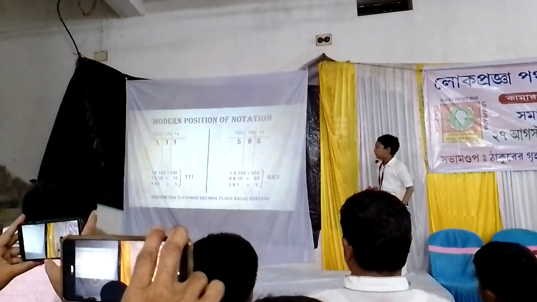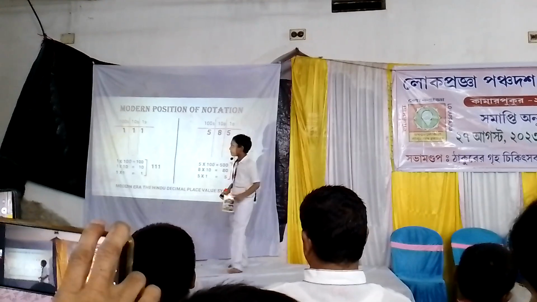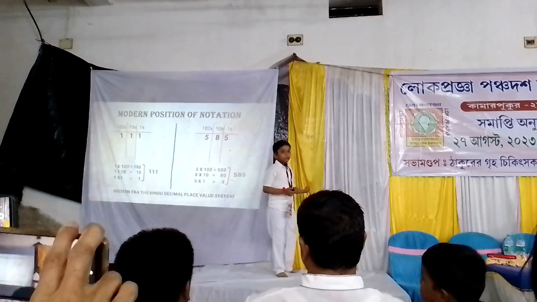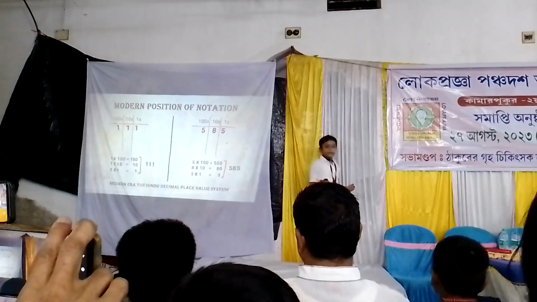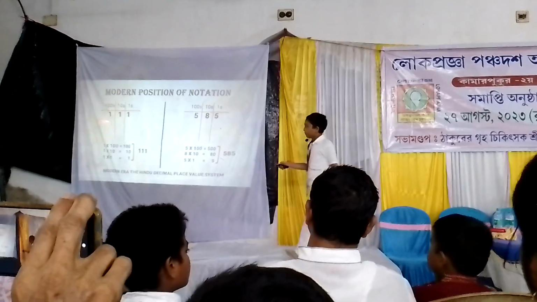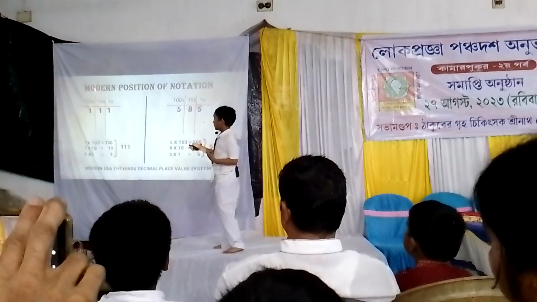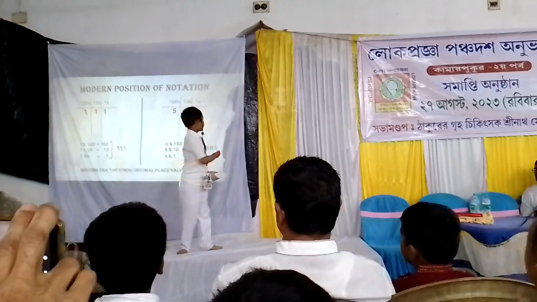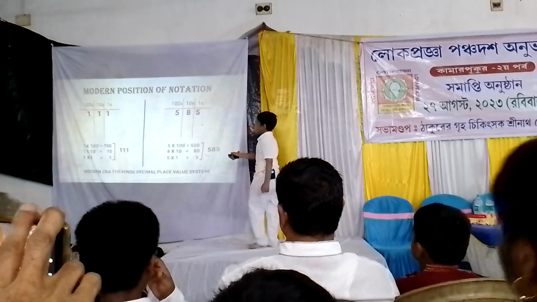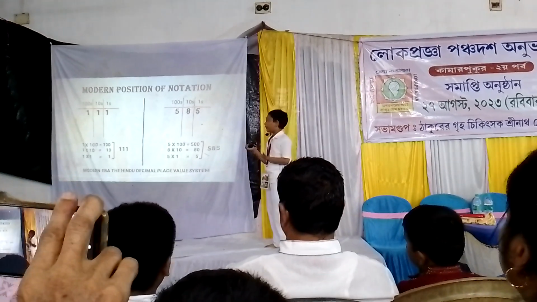So in our modern era, when we write the number 111, we know that the three ones have different values. The first one, being in the hundreds column, has a value of 100. The second one, in the tens column, has a value of 10. And the last one, in the ones column, has a value of 1. So we have a value of 111.